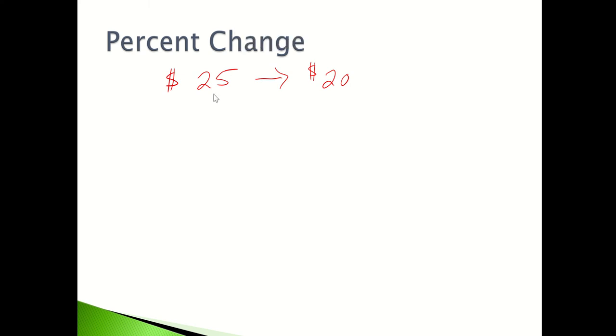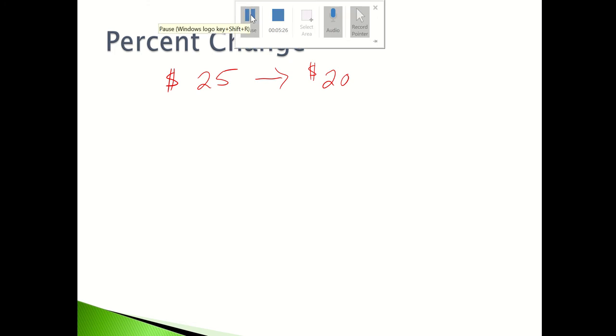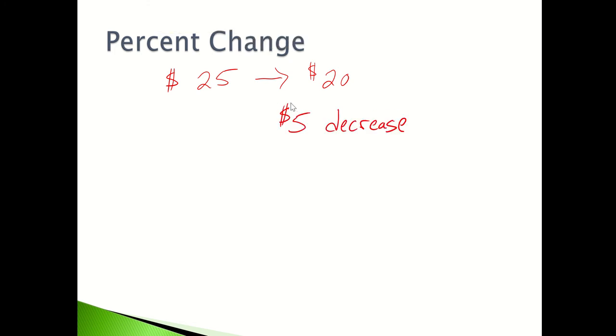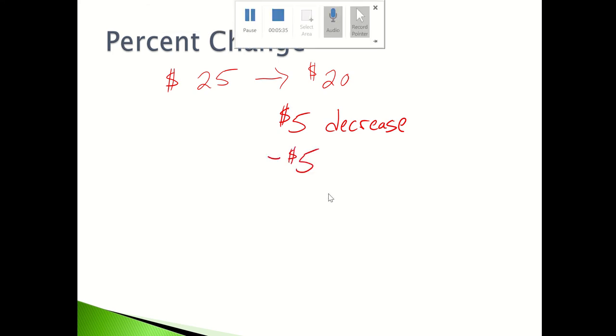So let's say you have $25, a $20 bill and a $5 bill. You happen to drop the $5 bill. It just falls out of your pocket on the street and you lose it, right? So you did have $25. Now you have $20. There's a couple different ways to express this in everyday language. You could say it was a $5 decrease, which means you lost $5. It's no longer yours. Or you could say you're minus $5. So either of these mean the same thing: if you lost $5, minus $5, or a $5 decrease.